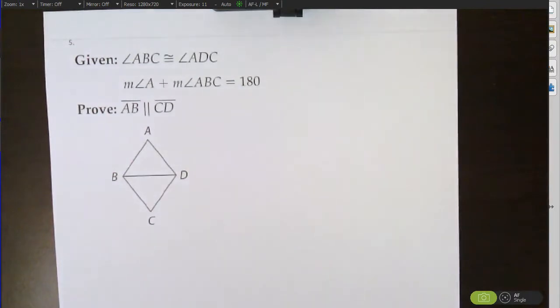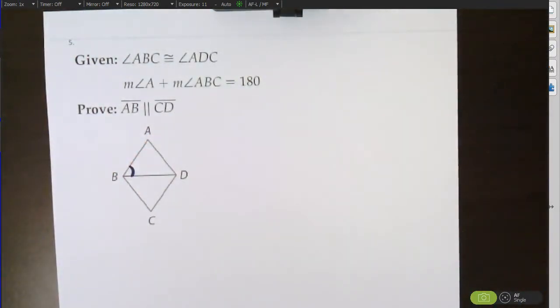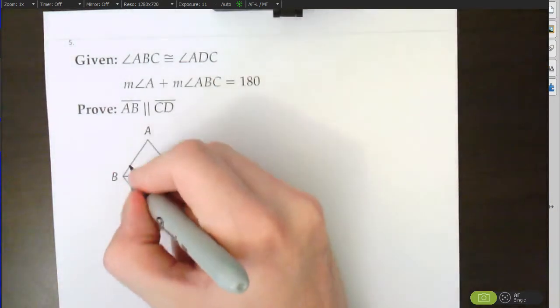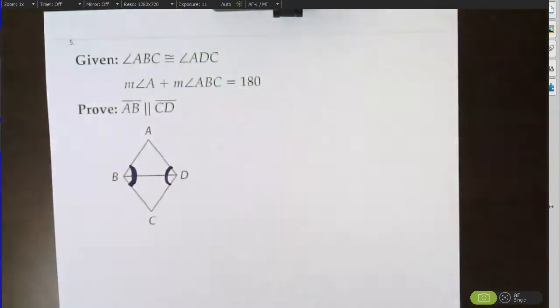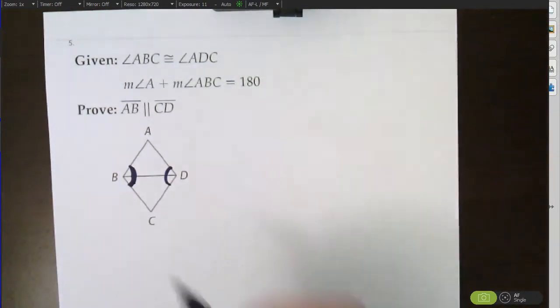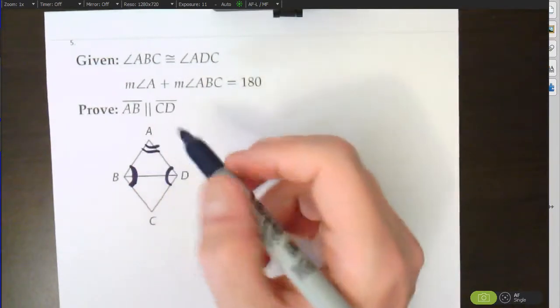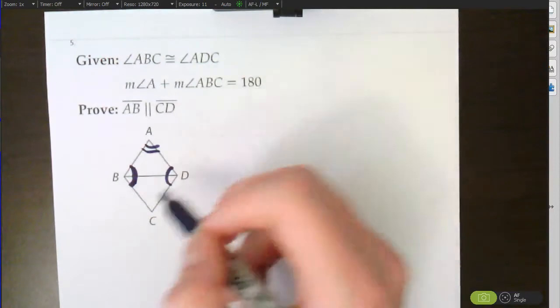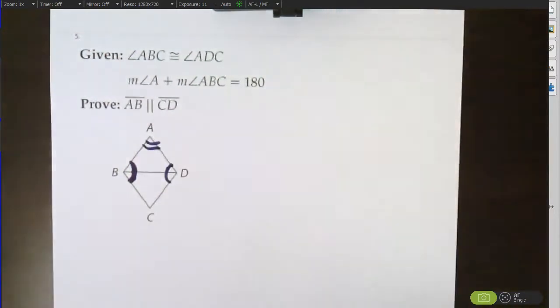Angle ABC is congruent to angle ADC. Excuse me, so those two angles are equal. And angle A plus angle ABC has to add to 180. Now, it doesn't mean they're equal. This means they have to add to 180. And I want to prove then that AB is parallel to CD.